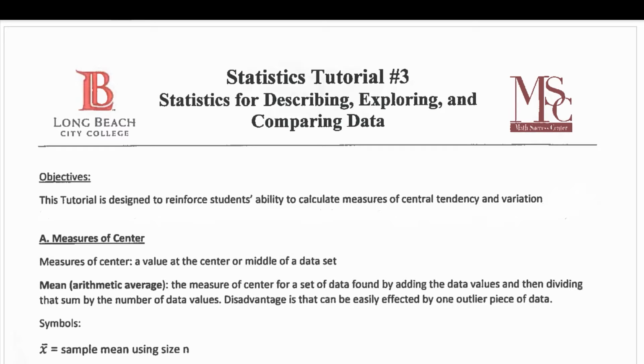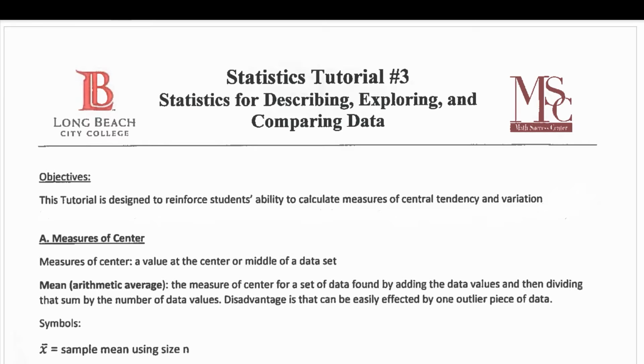So in this case, there are actually many measures of center. One of them is the mean, and the one that we're going to talk about here is called the arithmetic average. In simple terms, what we're going to do here is just add up all the data values and divide by the number of data values.